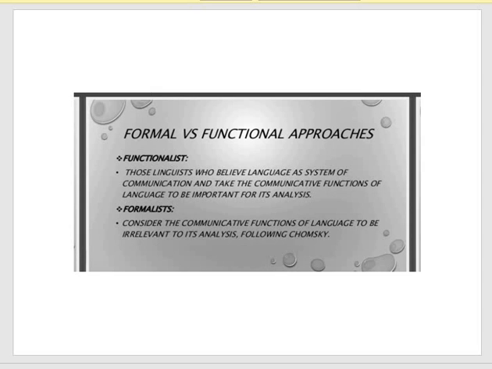And the next is formal and functional approaches. Functionalists are those linguists who believe language is a system of communication and take the communicative function of language to be important for its analysis. Next are formalists, who consider the communicative function of language to be irrelevant to its analysis, following Chomsky. These are the two, formal and functional, approaches.